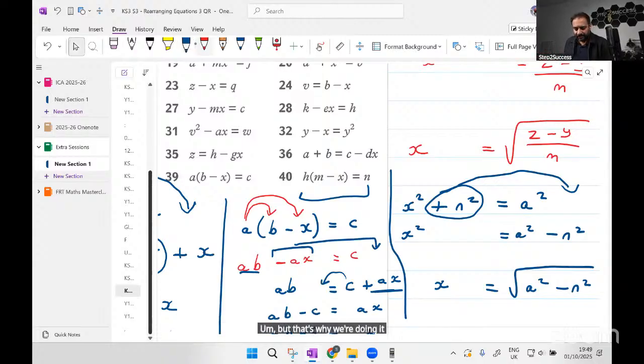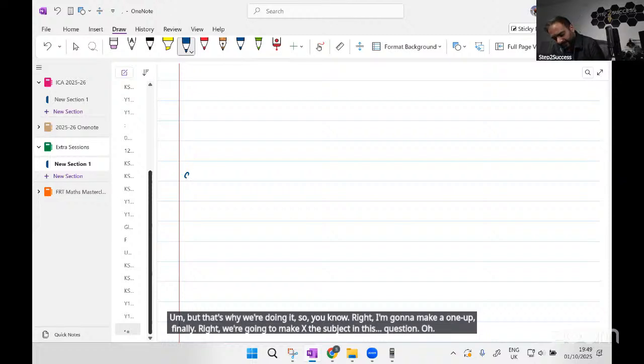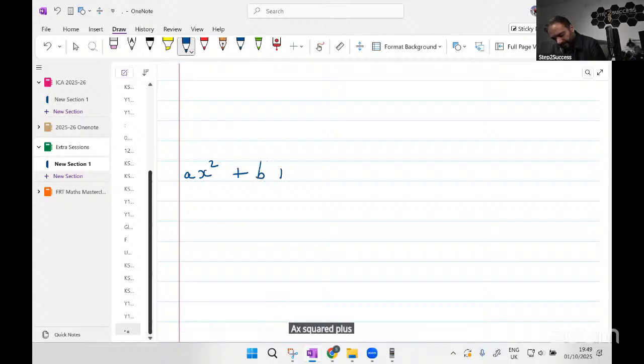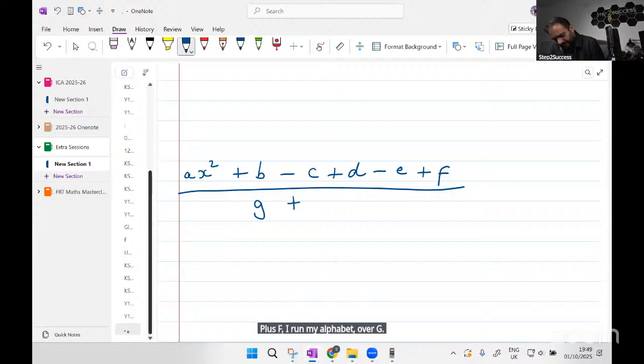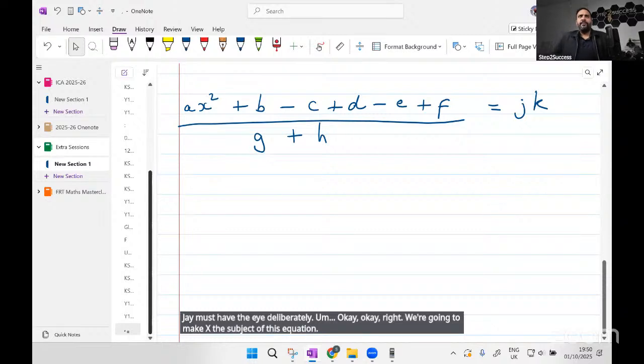Right, I'm going to make one up finally. We're going to make x the subject in this question. Ax squared plus b minus c plus d minus e plus f, over g plus h, equals j. I missed out the i deliberately. Then k. Okay, we're going to make x the subject of this equation, and then we're going to finish.